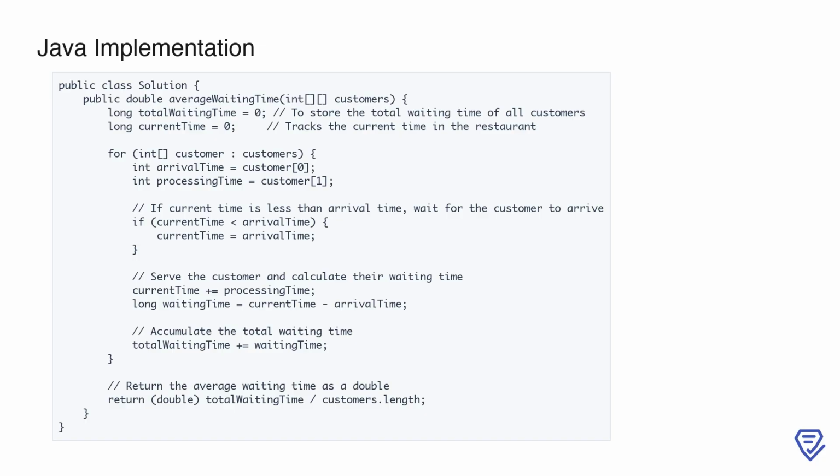This is the Java implementation of LeetCode problem number 1701, average waiting time. The logic is identical to the Python solution, iterating through each customer to calculate their waiting time and updating the total waiting time. Key differences include type declarations for variables, adherence to Java's array handling, and the use of long for large values to avoid overflow. The function returns the average waiting time as a double.